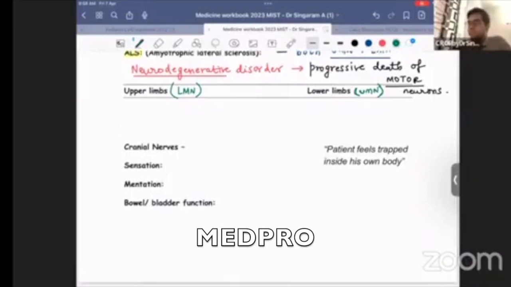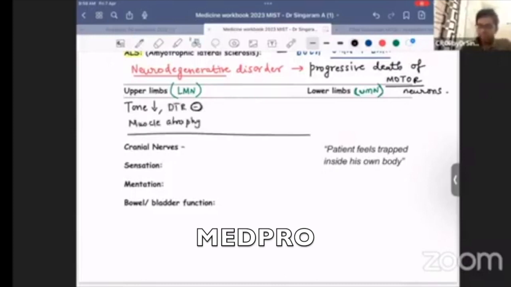features? Just quickly tell me what will happen to the muscle bulk in that area. Muscles will undergo atrophy. What will happen to the tone of the muscles? It would be decreased. What will happen to the deep tendon reflex? It would be absent. You can just quickly write it, whatever we have discussed above. Tone will be decreased, or what is called flaccidity. Deep tendon reflexes will be absent, and you will get muscle atrophy. Definitely, you will get muscle atrophy. Of course, fibrillation also can be present, but I'm writing the main features.